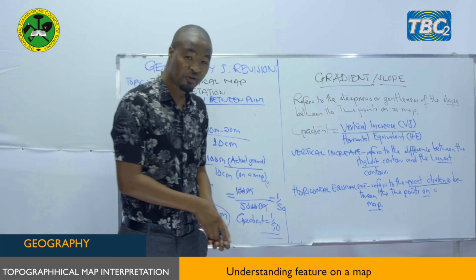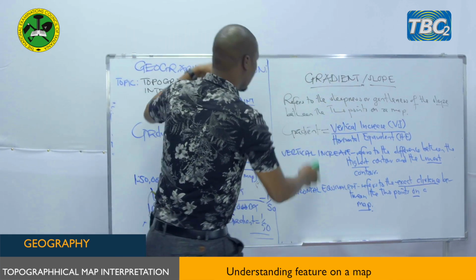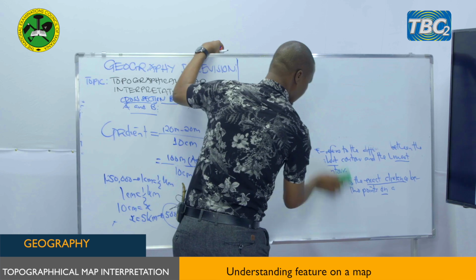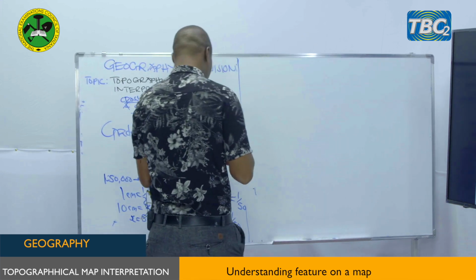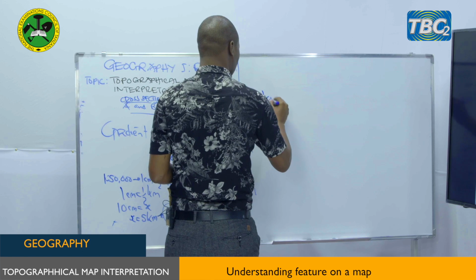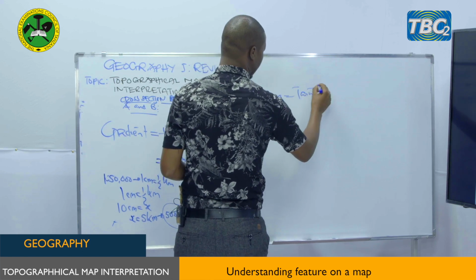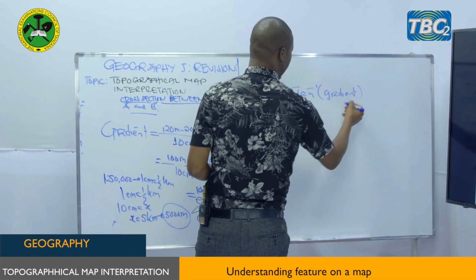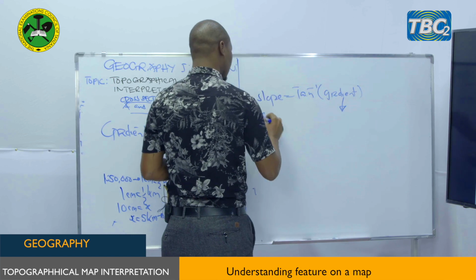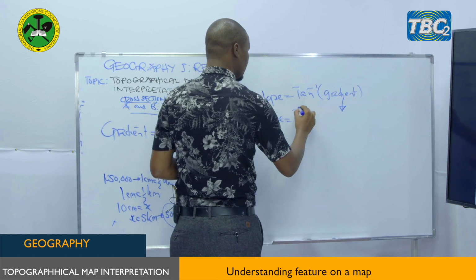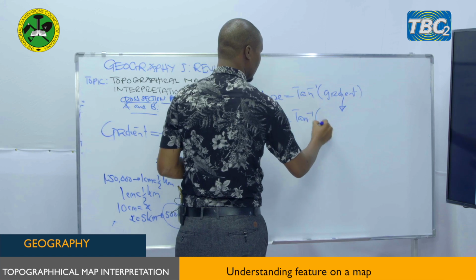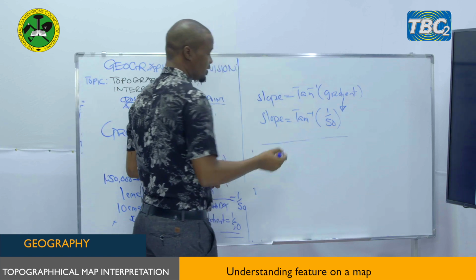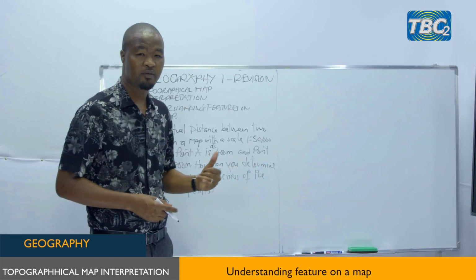Then from there, you can find what we call the slope. Remember, slope is equal to the tan inverse of gradient. And remember we have the gradient. It means to find the slope is equal to tan inverse of the gradient, which is 1:50. Okay, we have another question.